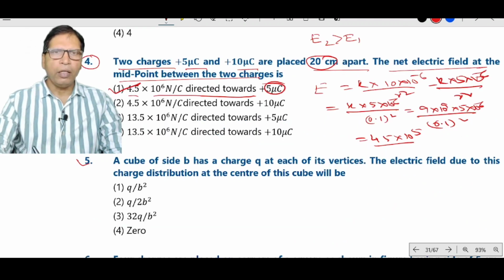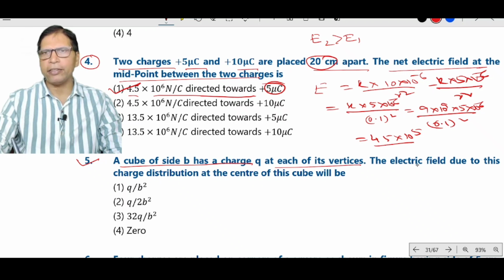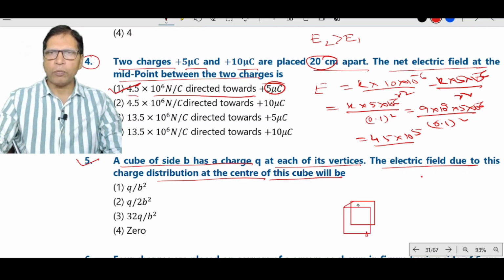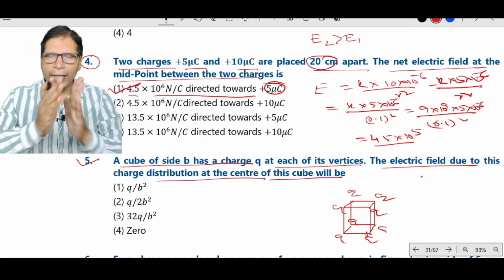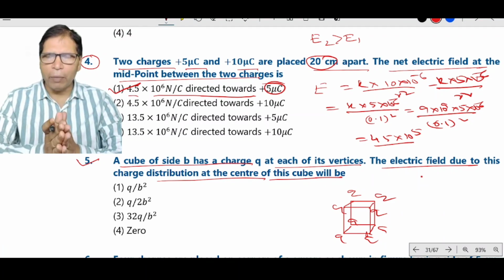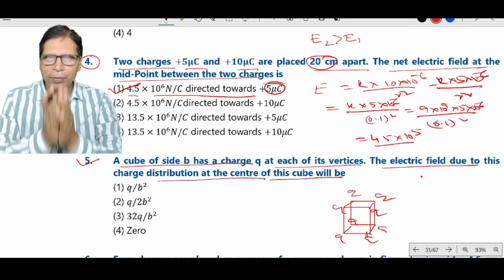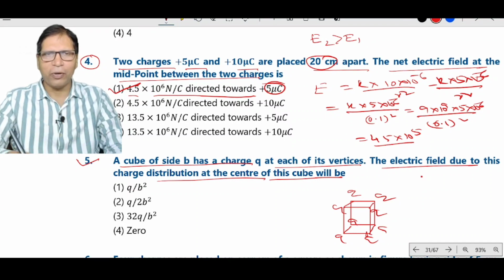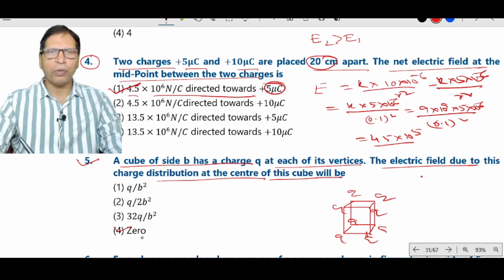Okay. This option. Now, question number 5. A cube of side B has a charge Q at each vertex. The electric field due to this charge distribution at the center of the cube will be. Look at this, this is the cube. Okay. Here, charge Q is placed at each vertex. So, as charge is symmetrically distributed about the center, the net electric field at the center becomes 0. Okay. So option 4 is correct.